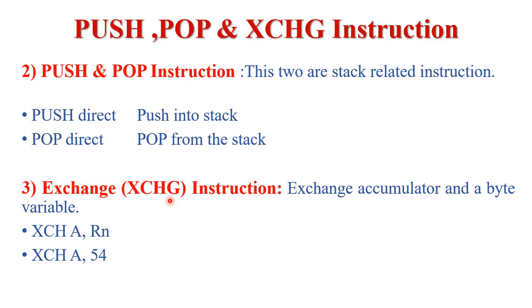The next instruction is the exchange instruction. Exchange, as the name suggests, here we exchange data between the accumulator register and a byte variable. These are examples of exchange instruction. The first example is XCHG A, Rn. This instruction tells that exchange the data of the Rn register with the accumulator register. The next instruction is XCHG A, 54H. In this instruction, 54H is the address of a memory location, so this instruction tells that exchange the data from this memory location with the accumulator register.